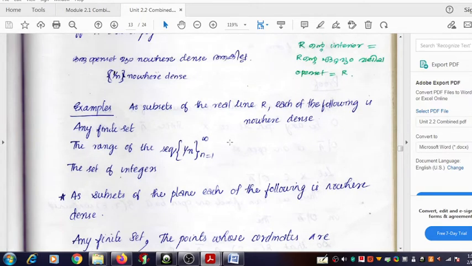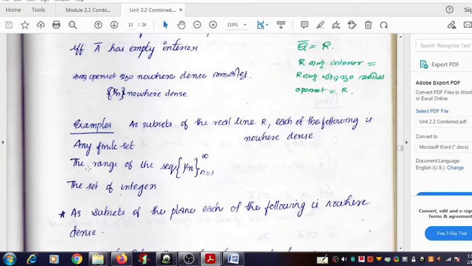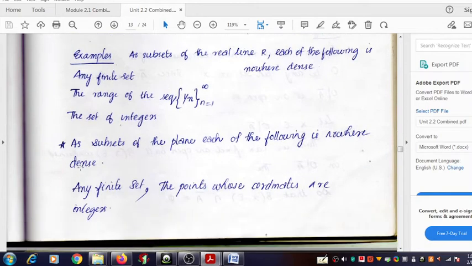But the set of rationals is not nowhere dense here, due to the fact that if you take the closure of the set of rationals, its interior is not empty. So it is not nowhere dense.